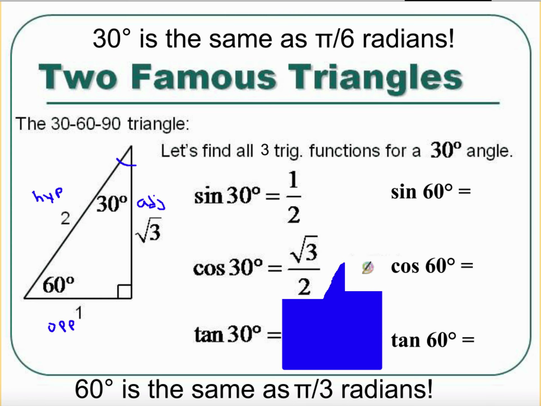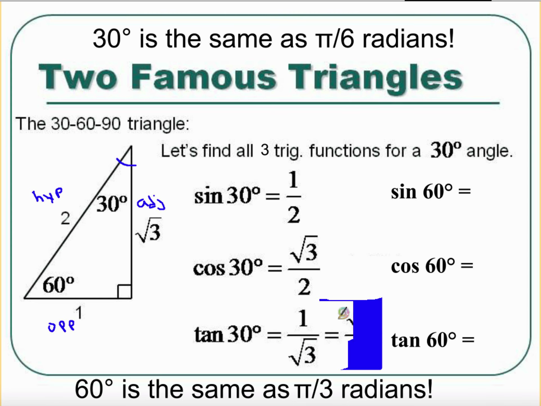We don't need to rationalize the numerator. Square roots in the numerator are perfectly acceptable. Finally, the tangent of 30 degrees is the opposite, which is 1, divided by the adjacent, which is the square root of 3. And this one we do need to rationalize. So we'll multiply the top and bottom by the square root of 3, and we get rad 3 over 3.